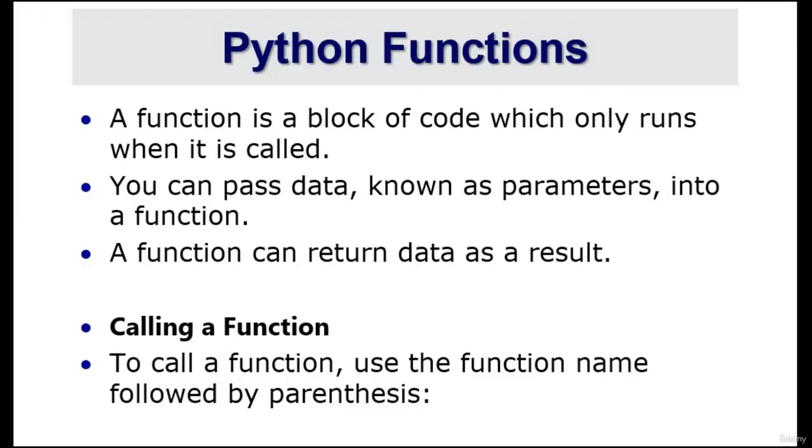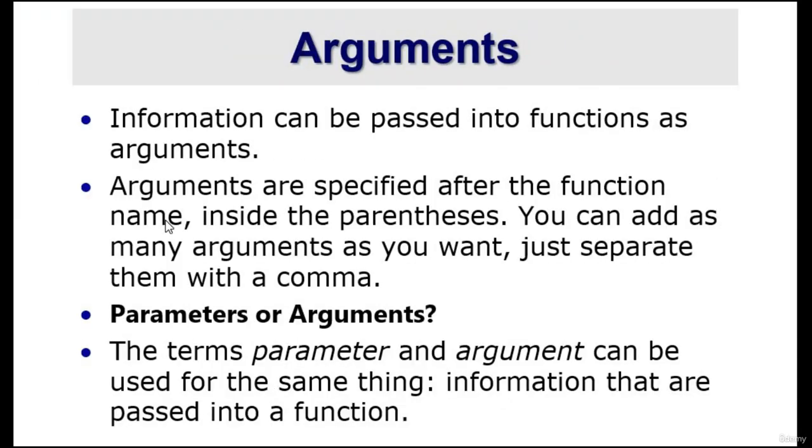Okay guys, let's move on. Arguments: what are arguments in Python? Information can be passed into a function as arguments. Any information that we pass into the function in between the parentheses, we call arguments. Arguments are specified after the function name inside the parentheses. You have to make sure that all your arguments are inside the parentheses. And you can add as many arguments as you want, just separate them with a comma. This is the description of the syntax of arguments, showing how we can declare many arguments in between the parentheses just by separating them with commas.